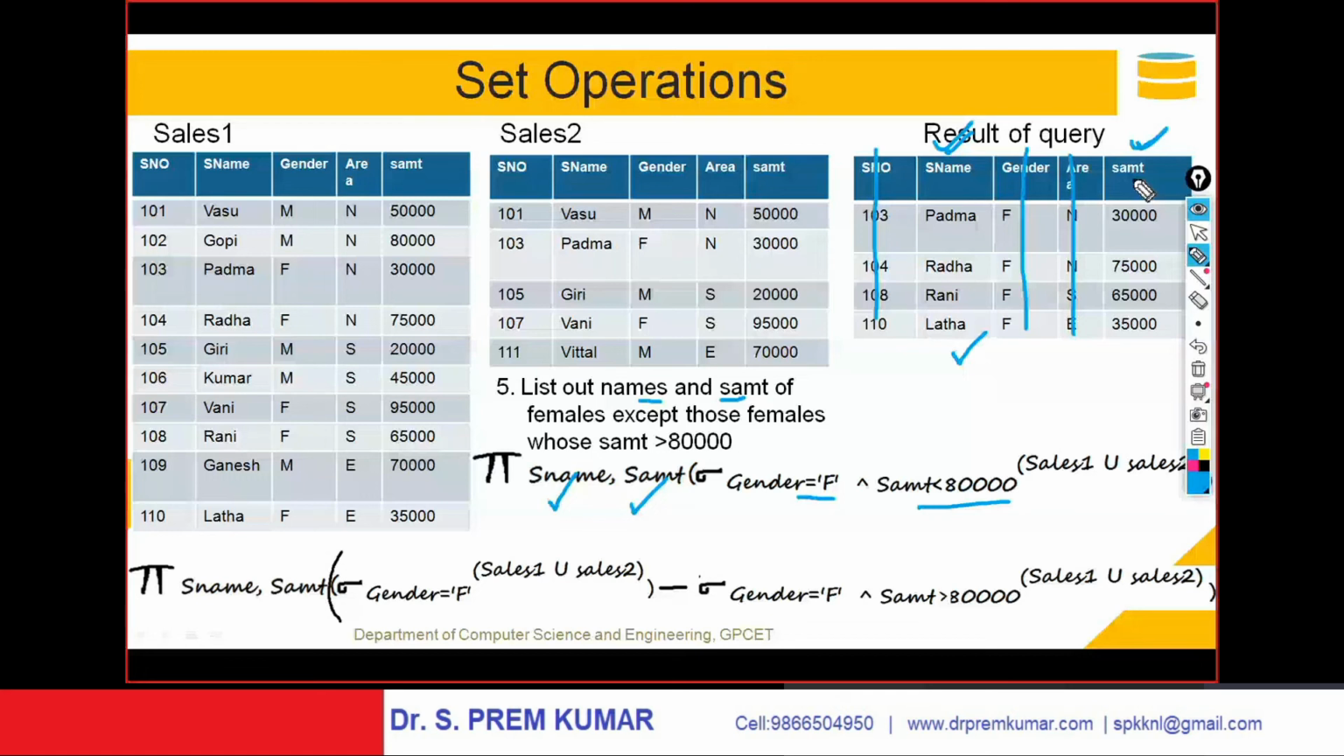I am performing union operation, sales 1 union sales 2. After performing union operation, you observe only this portion.